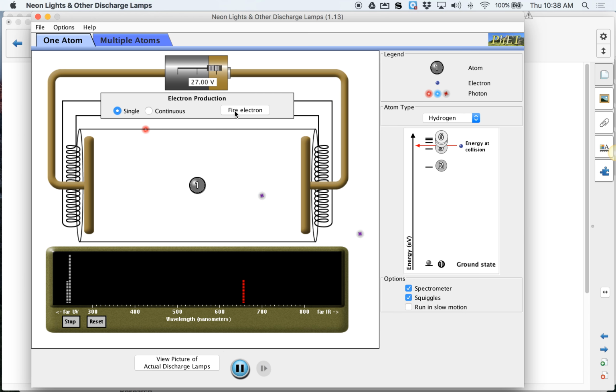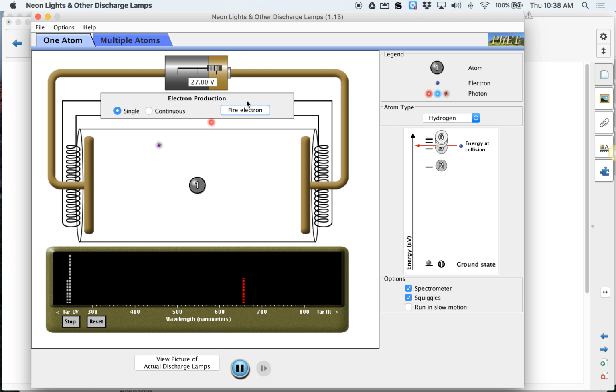But if we fire a single electron, we'll see, okay, we'll shoot one electron. We'll see what this one does. So it goes to 3, and there it went right back to 1. And it just gave off one purple photon because there was one jump. It's only red if it goes from 3 to 2. Let's fire another one, and we'll see if it'll do the double jump. So there it goes from 3 to 2 to 1.